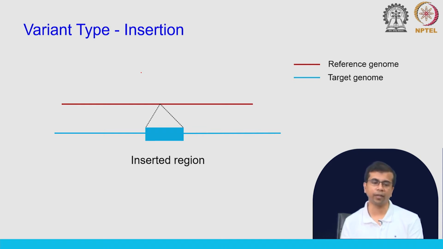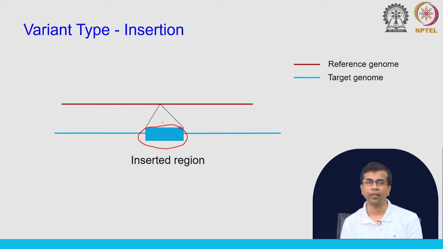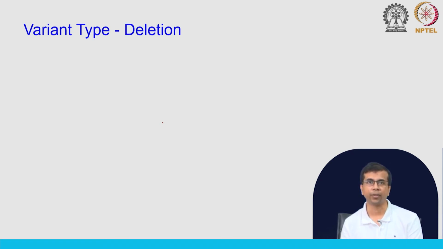So, what is an insertion? We can take this example of reference genome and target genome. Target genome means the genome that we are sequencing or that we are analyzing. So, in red you have the reference genome, and in blue you have the target genome. Okay. So, insertion means there is a DNA sequence that is present in the target genome, right, and not present in the reference genome. So, you can see this blue region here, this is extra in the target genome, right, and it is not present in the reference genome. So, this extra sequence has been inserted into the reference genome. Okay. So, that is why it is called insertion.